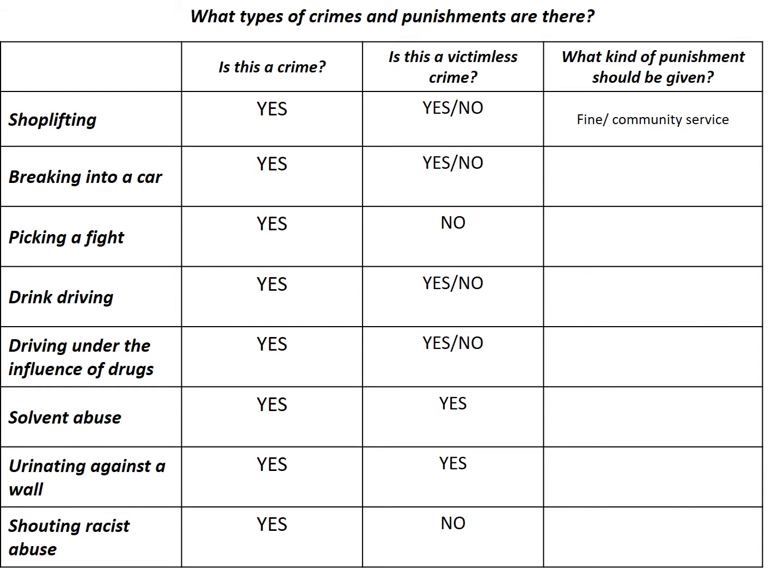Now, on this slide here, we have some of your table filled out. So, is this a crime? Now, for all the points that you had in your table, you should have said, yes, they are, or they all can be crimes. Now, is this a victimless crime? Now, in the table here, you've got shoplifting. It says yes, stroke, no.